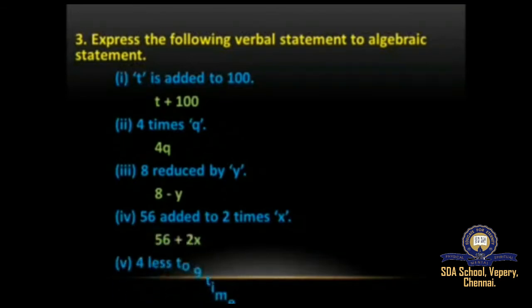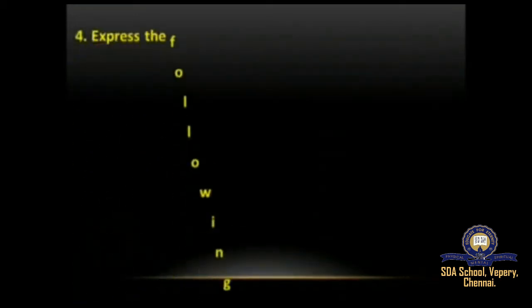And the last one is 4 less to 9 times of y. So 9 times of y means again you're going to write the product. So it will be represented as 9y. Okay, and 4 less to 9 times. So you'll be writing it as 9y minus 4. Got it, students? And next we'll move on to the fourth sum.